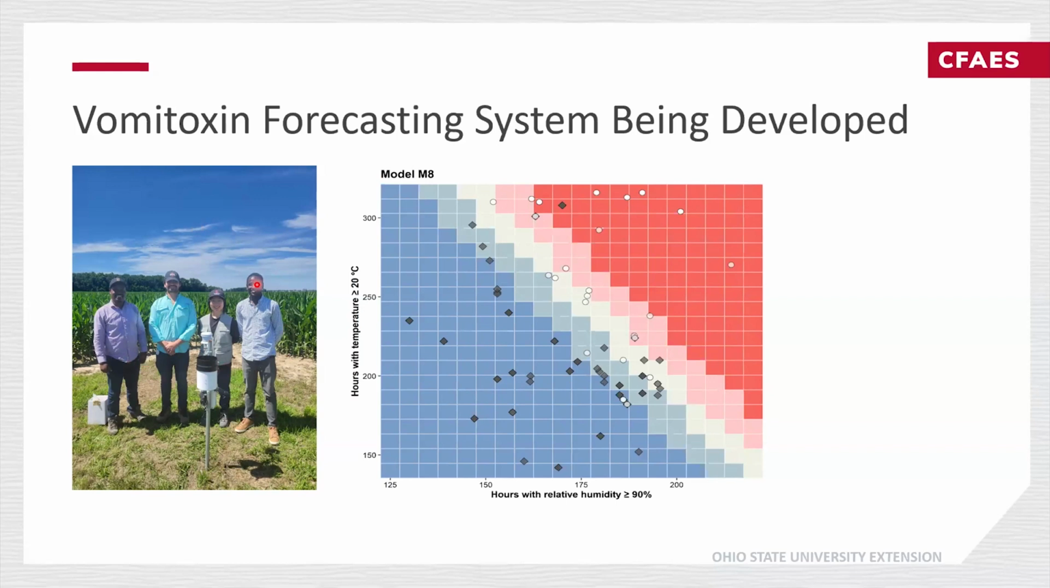And then here we've got our crew that installed weather stations this past year and used that as a boots on the ground way to validate this forecasting system by having that weather station data on site and then following up after harvest to collect grain samples and verify what vomitoxin levels we were at for those fields.